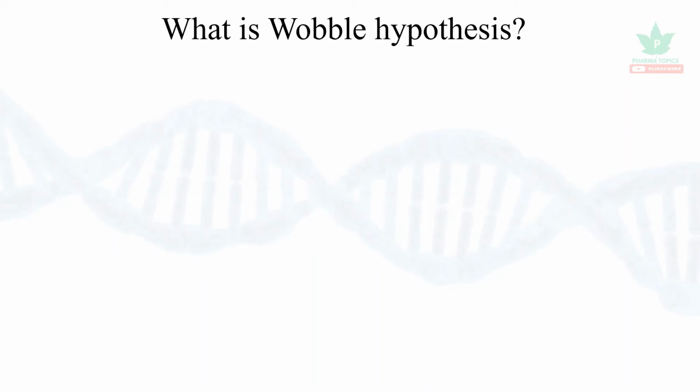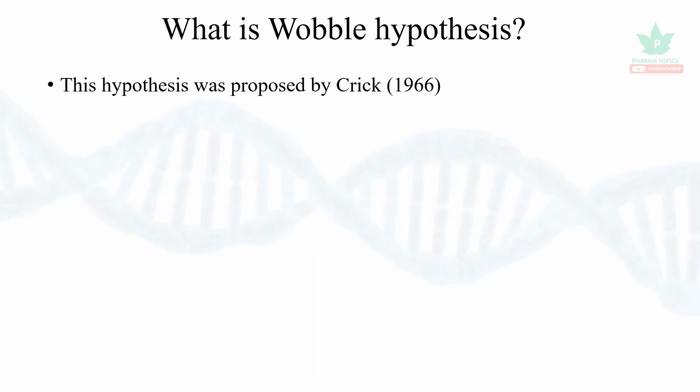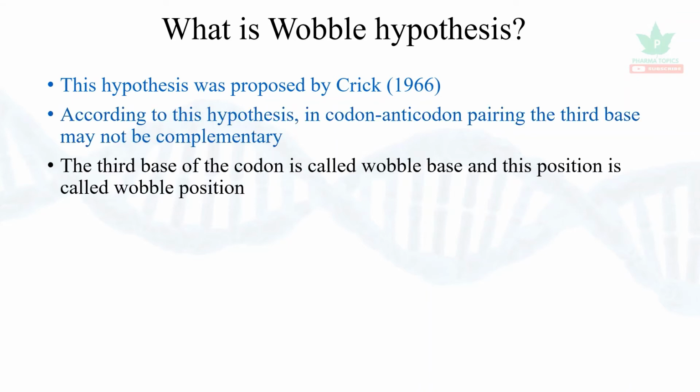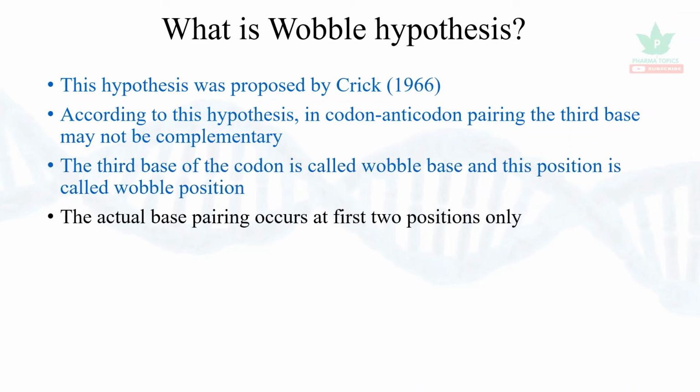Let us know about the Wobble hypothesis. This hypothesis was proposed by Crick in the year 1966. According to this hypothesis, the first two base pairs are perfectly complementary, but the third base may not be like that. The third base is called a wavering position or a wobble base. The actual base pairing occurs, as I said, for the first two positions only.